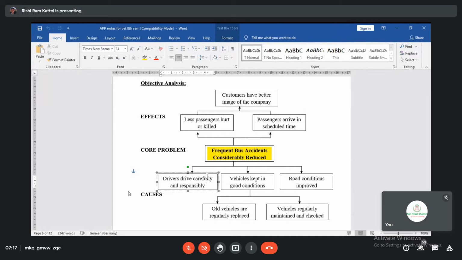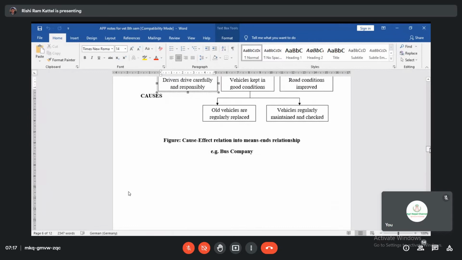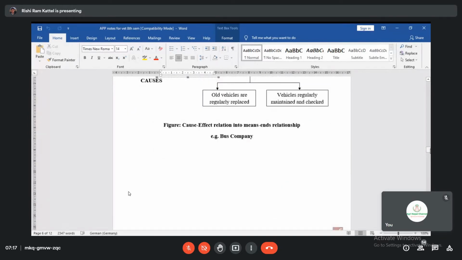And the effect might be fewer passengers killed, passengers arrive on time, and customers have a better image of the company. This is the cause and effect relation in the bus company, and this second one is called the objective tree. In this way, you have to make different problems.